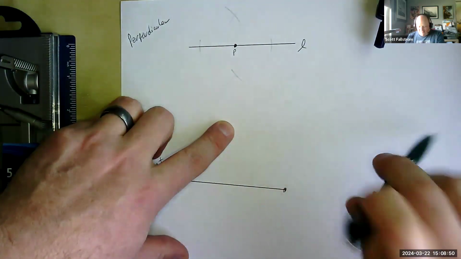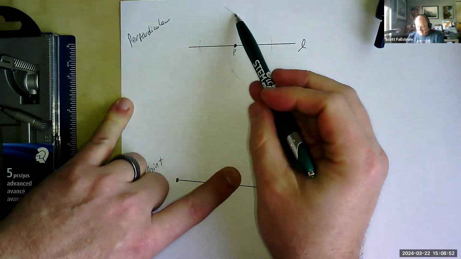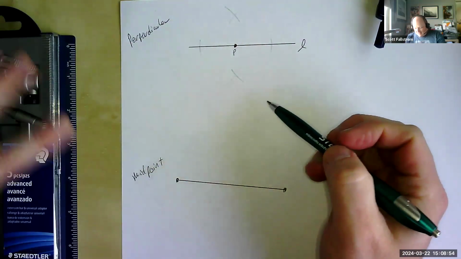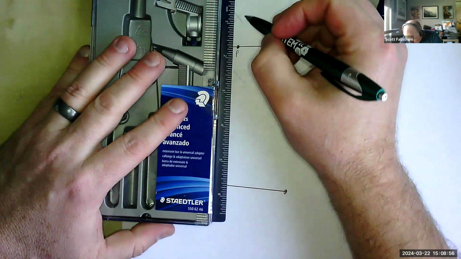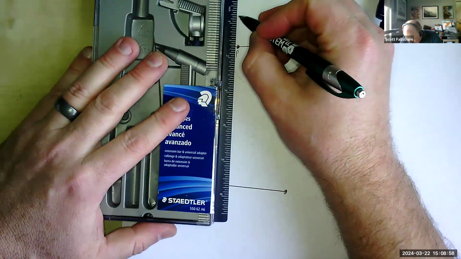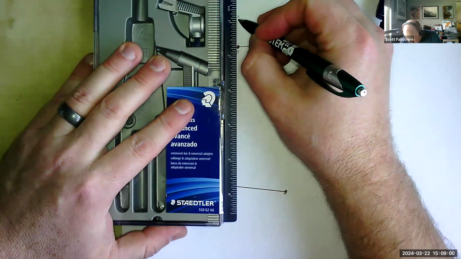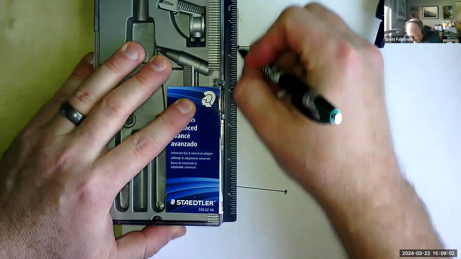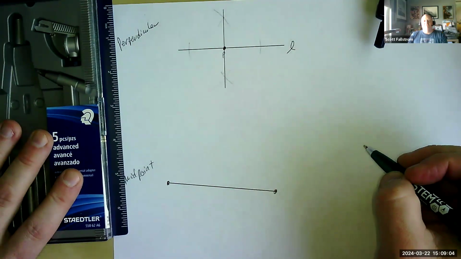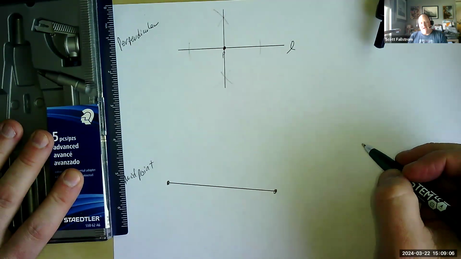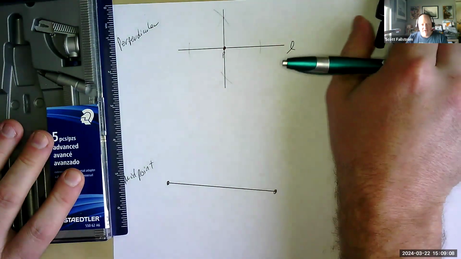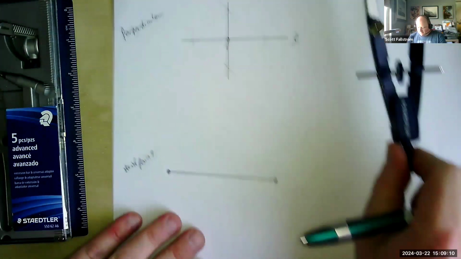And what I have, if I connected these, I would have a rhombus. But all I really need is to connect these points, and I've got myself a perpendicular line. Done. Again, diagonals of a rhombus are perpendicular to each other.